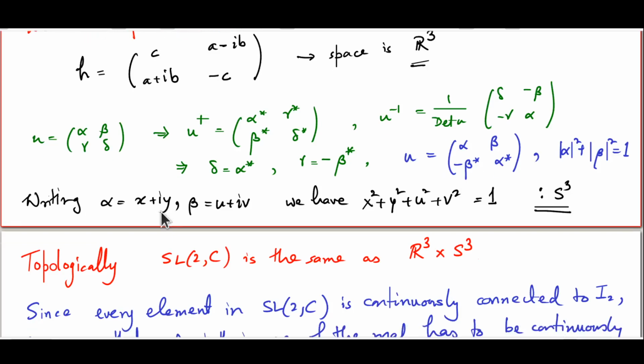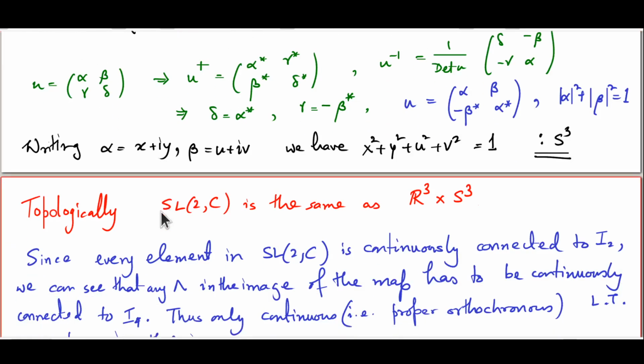And that means that any image lambda of this map that we are talking about has to be continuously connected to the identity of the resulting space, that is to I4. This establishes the statement that I have made a while ago that only continuous, that is proper orthochronous Lorentz transformations can be obtained in the image.